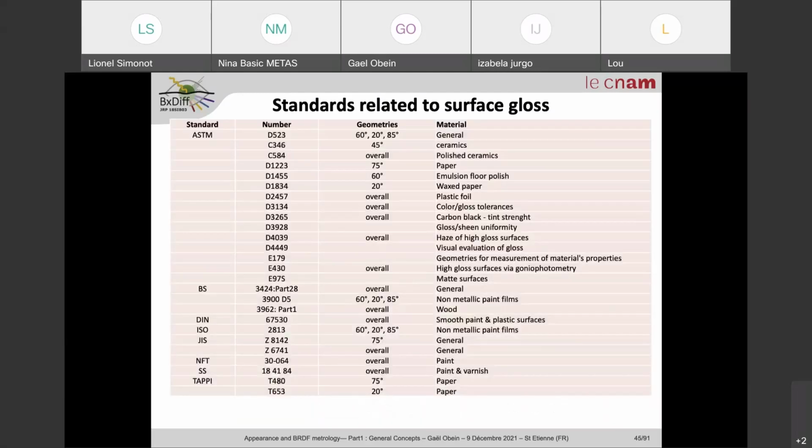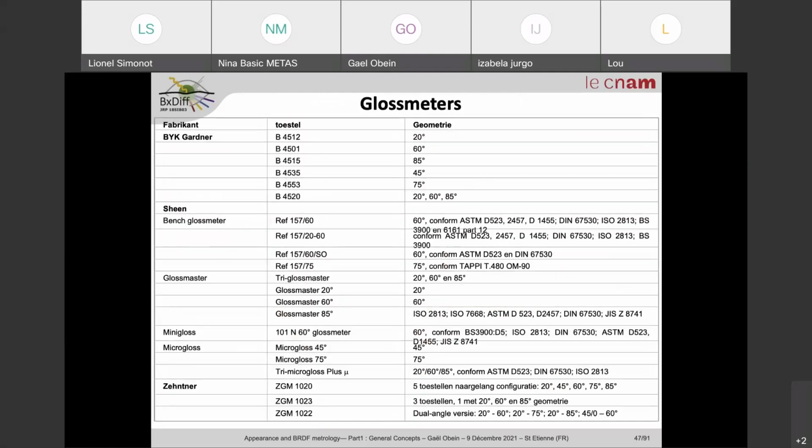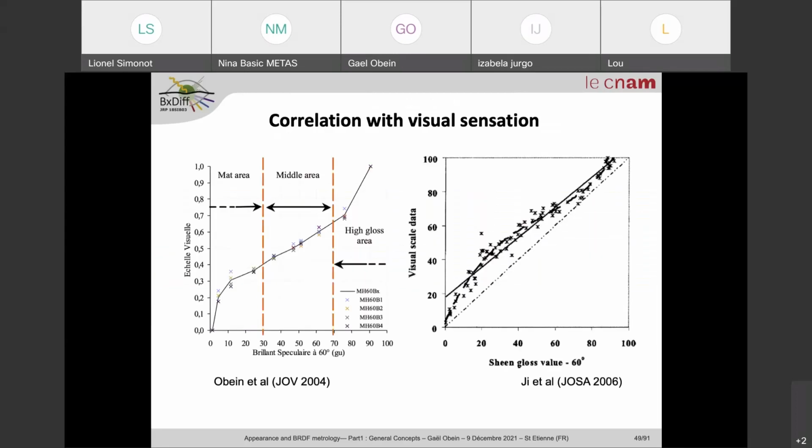And you have also a lot of other standards if you want, according to your industrial field, because the paper industry, the automotive industry, the cosmetics, the food, they have all developed their stuff, so I put them here just to impress you and to save slides. But at the end, if I measure those 4 samples with a gloss meter at 60 degrees, I get these values and it correlates with your sensation. So it's not bad.